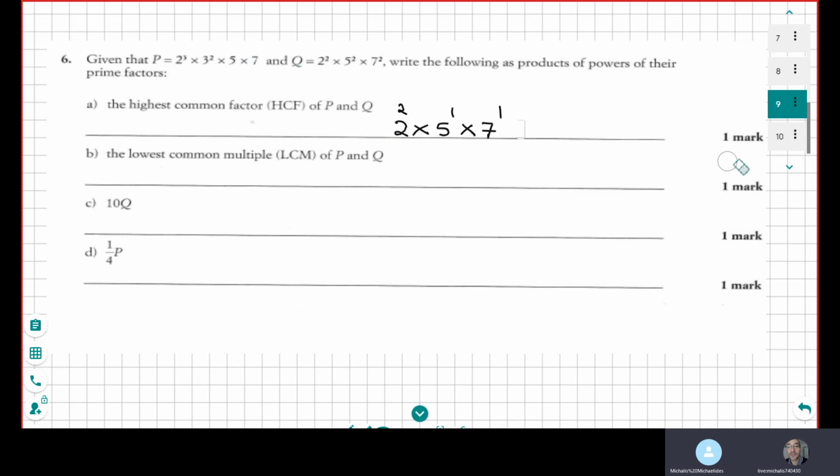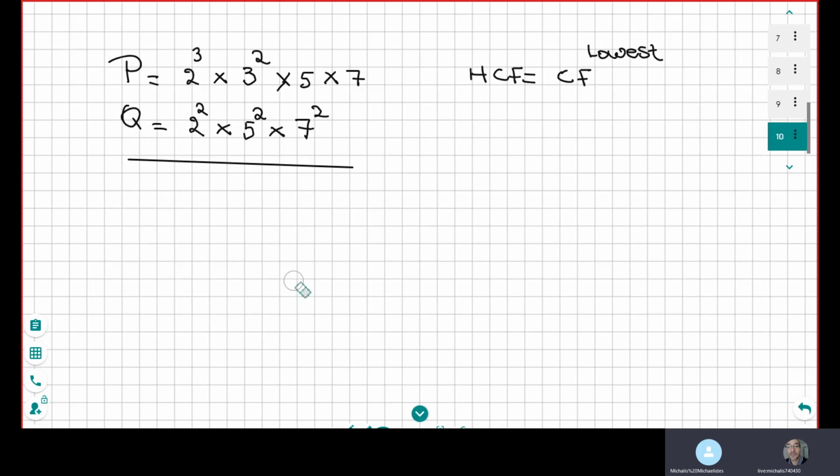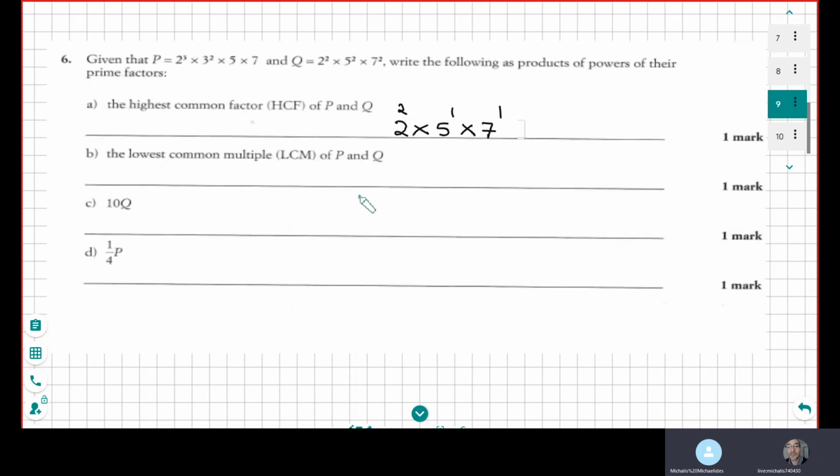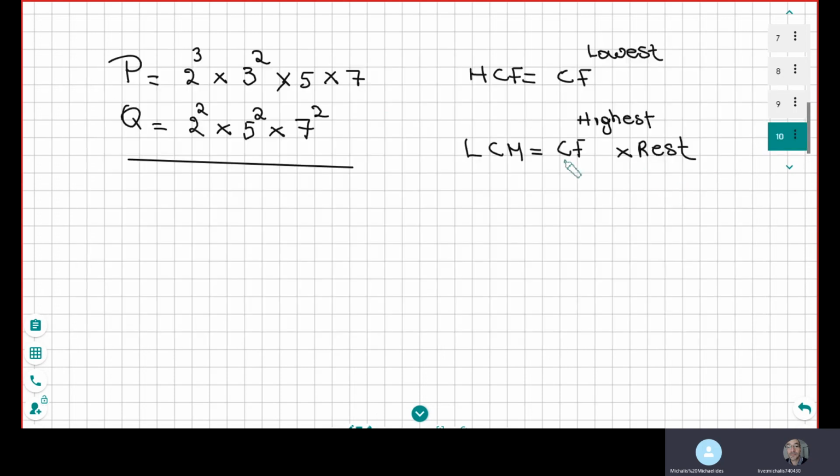To find the lowest common multiple, we do the opposite, because the lowest common multiple is the lowest number that can be divided by both of the numbers. So this number needs to be higher. Remember that the highest common factor is lower than the lowest common multiple. So to find the lowest common multiple, the formula to use is: from the common factors, we choose the highest powers, and times by all of the other factors, the rest. This is the formula to choose the lowest common multiple.